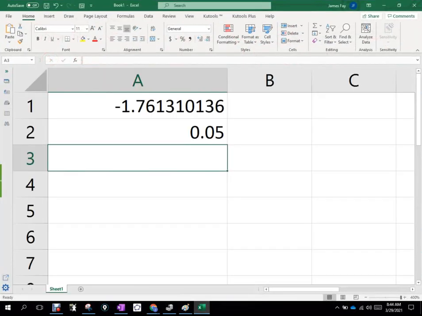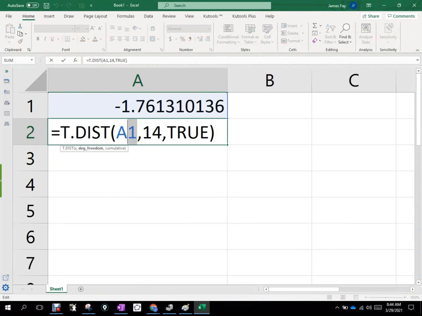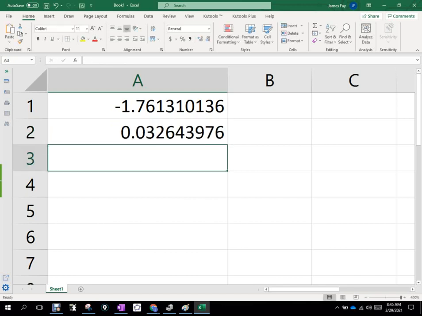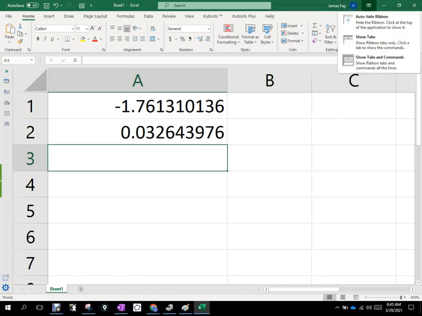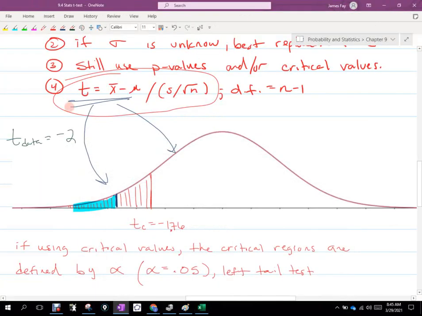So that blue area, what I have to do, okay, so I'm looking at, and it should be a negative 2. So I'm looking for the probability, okay, that they're going to spit back, or the area that they spit back, that is from the left, from negative infinity up to negative 2, 14 degrees of freedom, cumulative, hit enter, and it gives you 0.03. So what that means to us is that this blue area, that's your p-value of 0.03. Does that make sense?